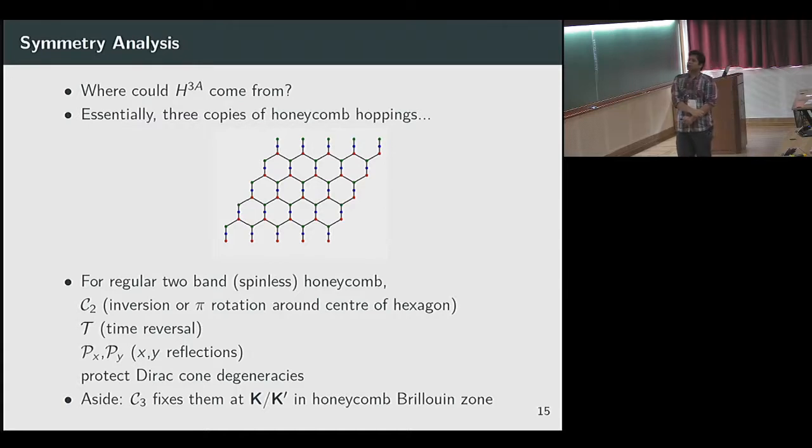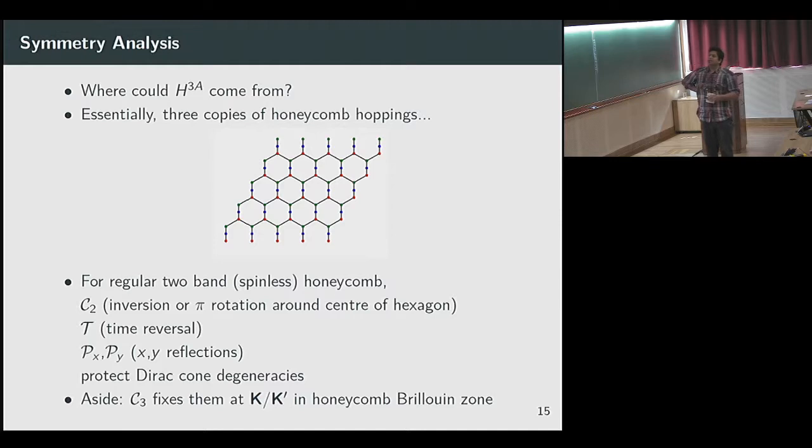So, of course, we can ask where could such a thing, such a continuum model come from? And we notice that these are actually just 3 copies of honeycomb hoppings. So you can then put it on the lattice because you want 3 copies of honeycomb hoppings, you need a honeycomb lattice with 3 sites per unit cell. And so this is an explicit construction. In the unit cell, I can put 3 sites. I have 1 extra site on the middle of the bond unit cell.